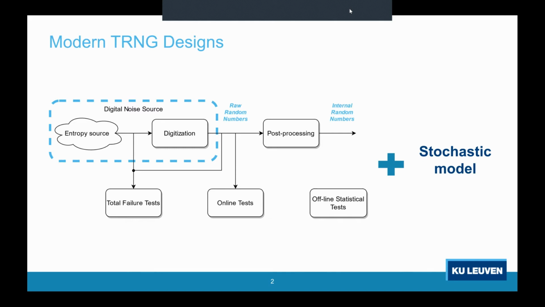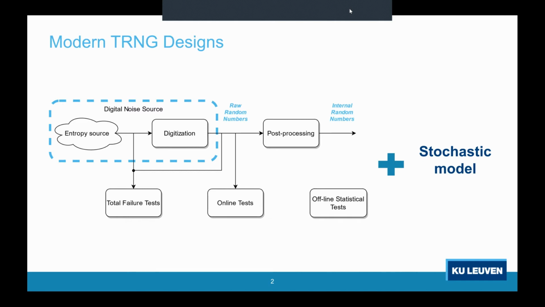And post-processed numbers are called internal random numbers. Another important part of every TRNG design is online tests, or a set of online tests, also known as embedded tests, which are used to detect failures in generating raw random numbers.